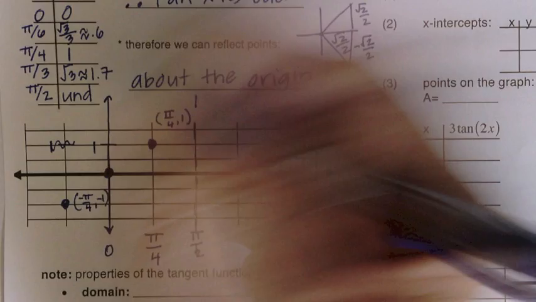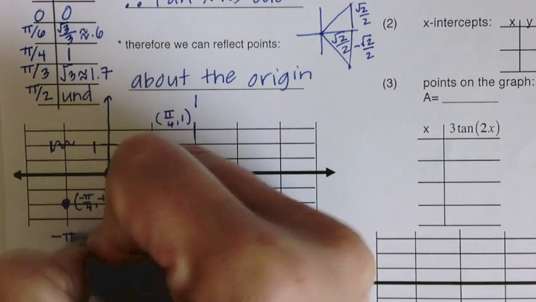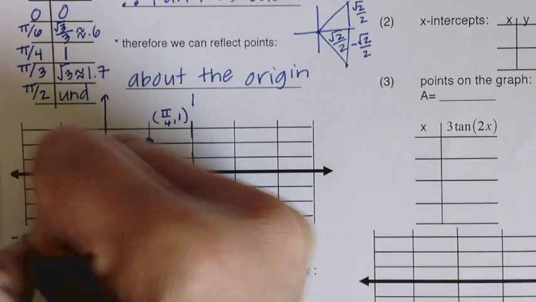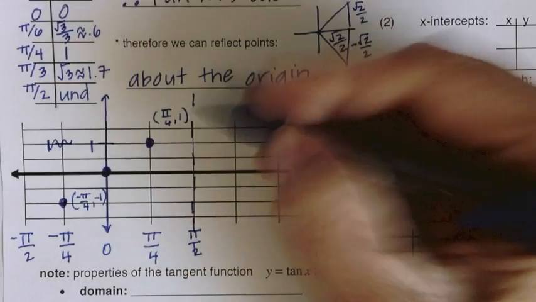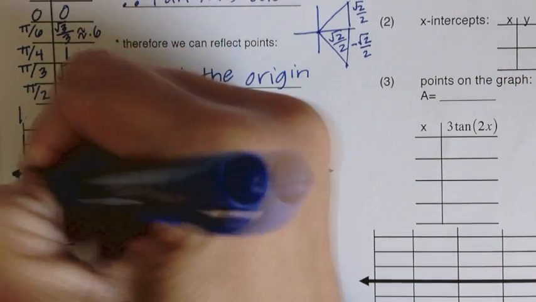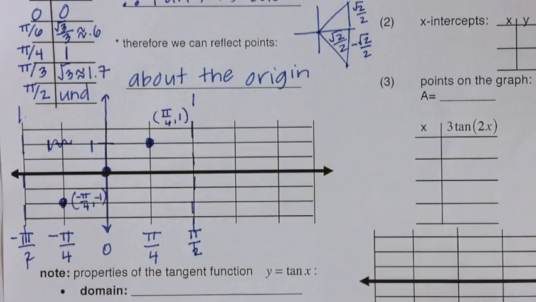When we graph these, you don't have to label. I just wanted you to see that. And because there's an asymptote at pi over 2, guess what? There's an asymptote at negative pi over 2.